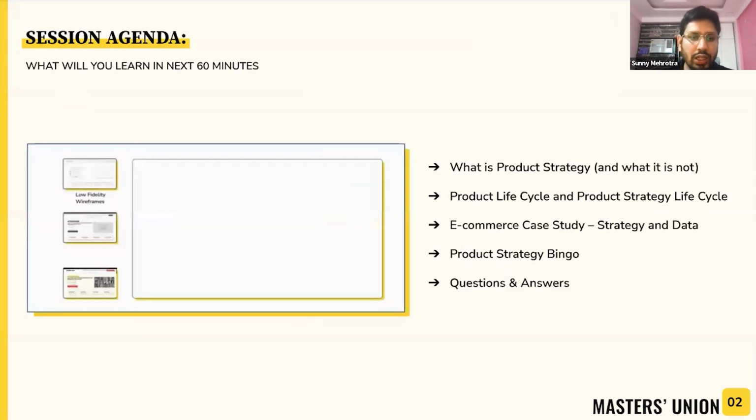Moving ahead, in this session, as I said, we'll discuss what product strategy is, and very rightly, what is not product strategy. We'll go through the product lifecycle and the strategy lifecycle and try to differentiate how they are different, and the nuances across both these categories, which we usually casually interchange in our conversations. Then we'll do a case study. We have a product strategy bingo as well, and then we'll open the floor for questions and answers. So let's dive into the discussions.